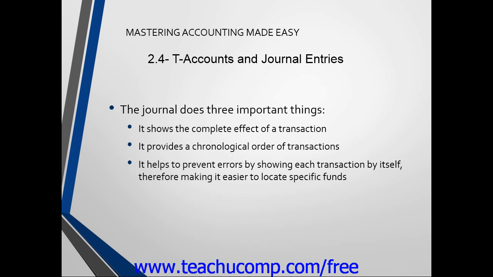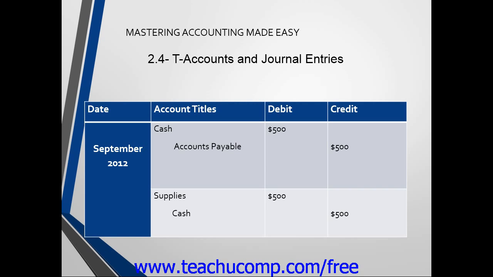Let's take a look at an example of a journal entry. In September of 2012, XYZ Inc. took out a loan in order to purchase supplies. This would have an effect on a number of accounts. The first accounts affected are liabilities and assets, or more specifically, accounts payable and cash. Then, cash and supplies would be affected as well. So the entire journal entry would look like this.